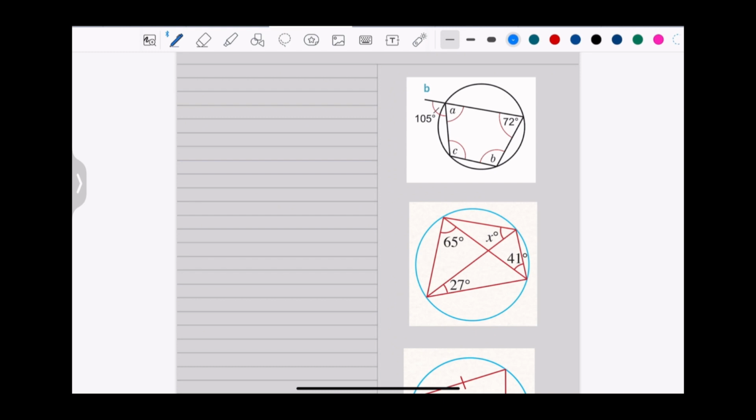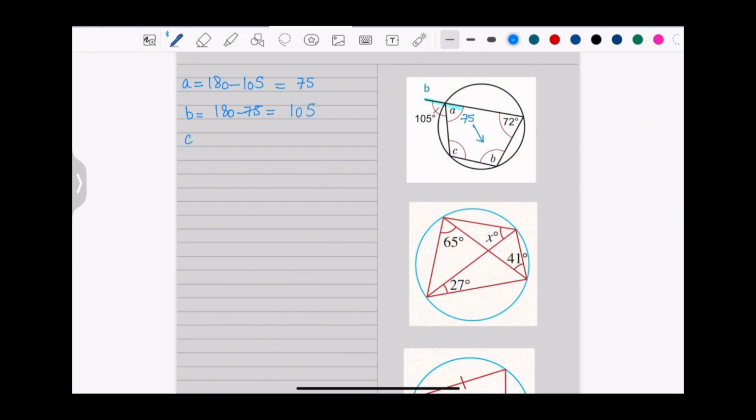Now as you could see, it's a cyclic quadrilateral. All 4 corners are touching the circumference. So in order to find A, it is going to be 180 minus 105 because of the supplementary angle, a straight line is there. So 180 minus 105 is going to be 75. So this is 75. The angle that is opposite to it is B. So B is going to be 180 minus 75, because the sum of A and B is also 180. So hence it is also equal to 105.